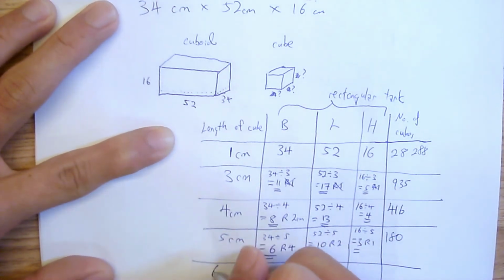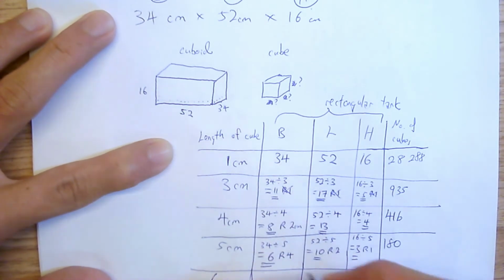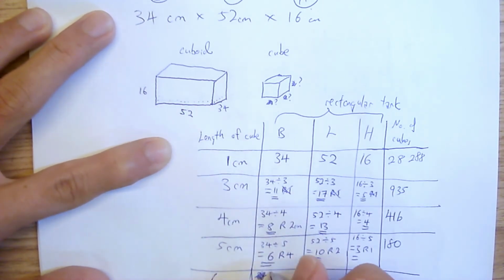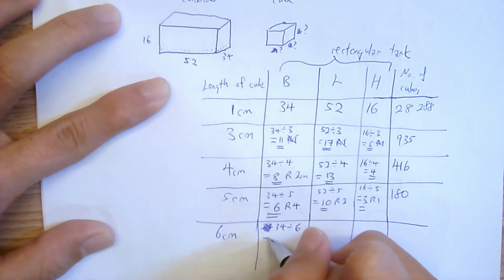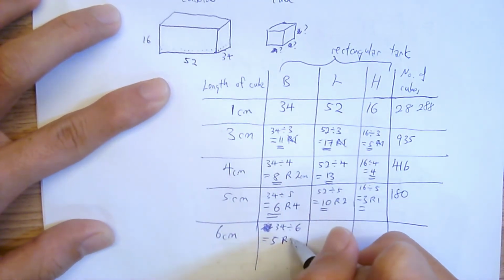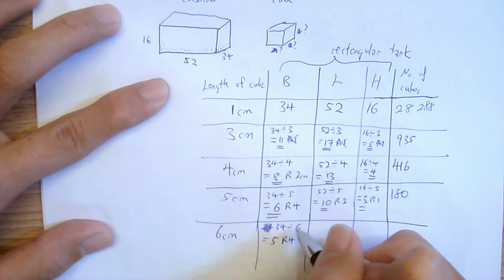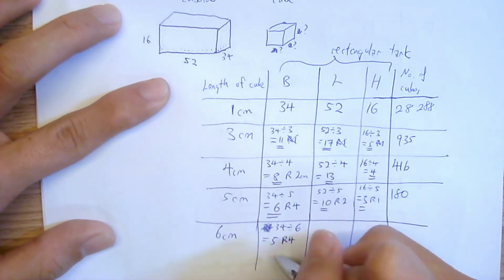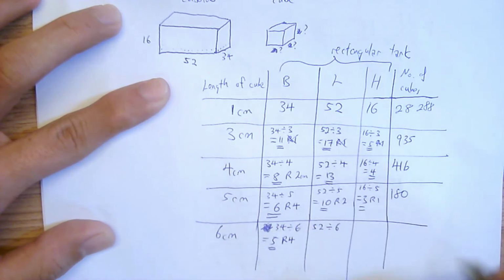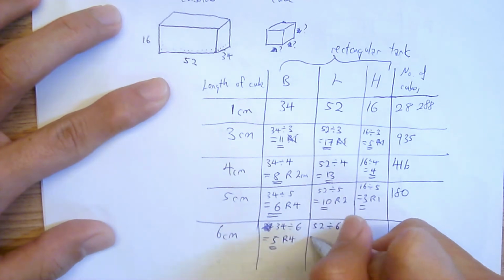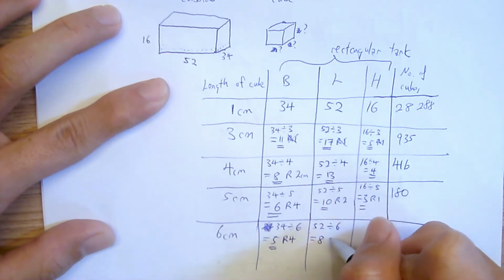Okay, 6 cm. How many 6 cm can I put in 34? 34 divided by 6 will give us 5, remainder 4. Correct? Yeah, 5, remainder 4. Great. Okay, so we're getting closer. So underline the one that we want to multiply. Now, 52 divided by 6 will give us 8, remainder 4.